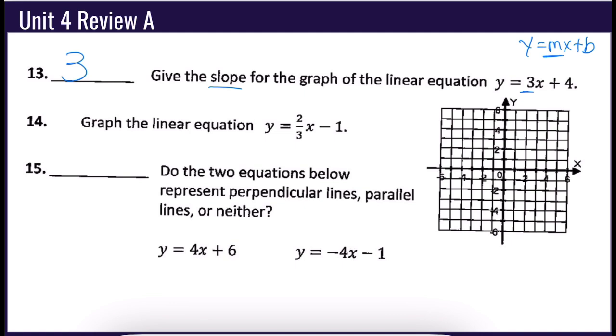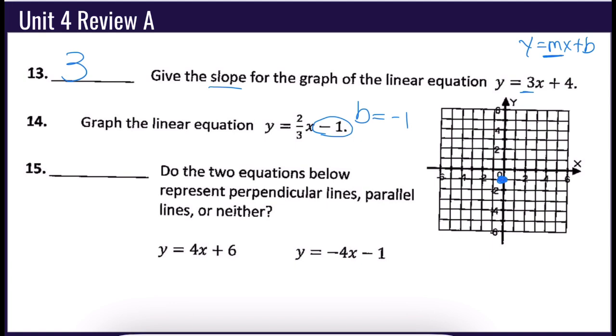And that's it. Now for 14, graphing the linear equation, remember we want to start with the b. We want to start with that y-intercept. So in this case, our b is a -1. That means that our line will go through the y-axis at -1. So we want to go ahead and put our point there.